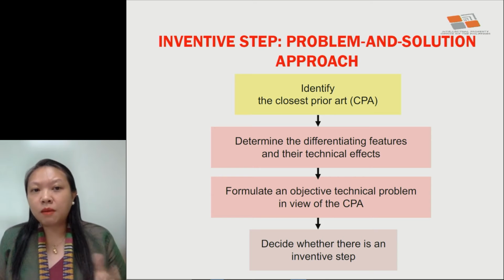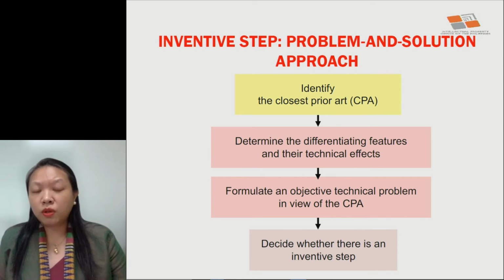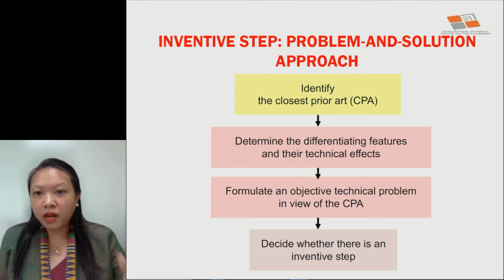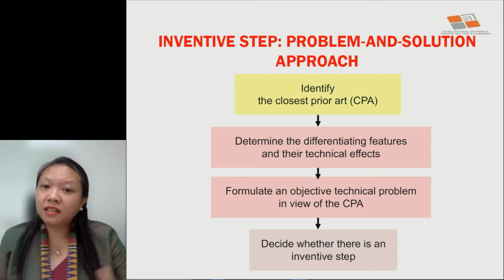But for inventive step, we do follow the problem solution approach, which involves looking at the closest prior art, determining the difference between prior art and the said invention, and then determining the objective technical problem from the viewpoint of a person skilled in the art, and then deciding if there is an inventive step.